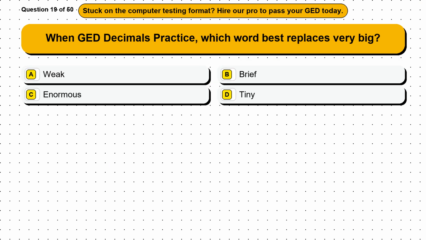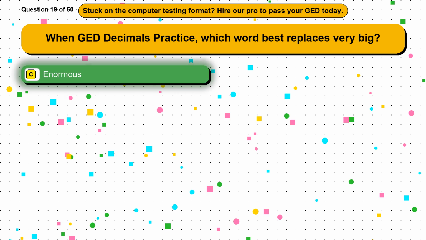Question 19. When GED Decimals Practice, which word best replaces very big? Option A, weak. Option B, brief. Option C, enormous. Option D, tiny. The correct answer is option C.